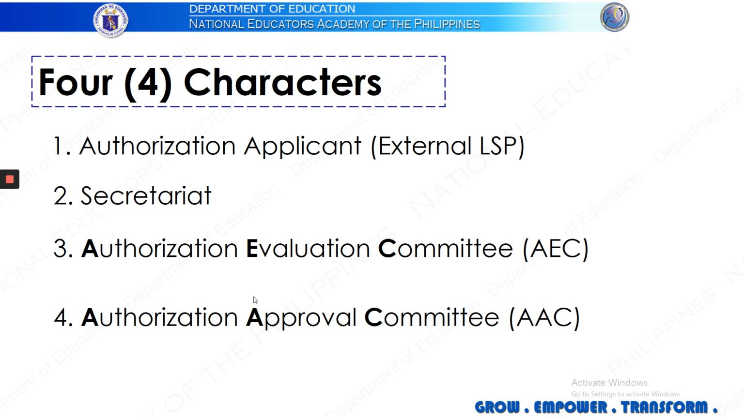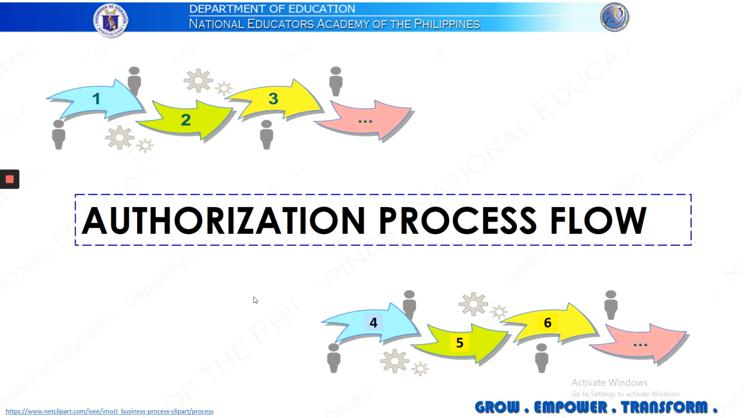So first, we have character number one, authorization applicant, where they are the external learning service providers. Second is the secretariat. Third, authorization evaluation committee. And fourth, authorization approval committee. So do not be confused. Just remember AEC, E for evaluation, AAC, A for approval. So let's start now with the authorization process flow.